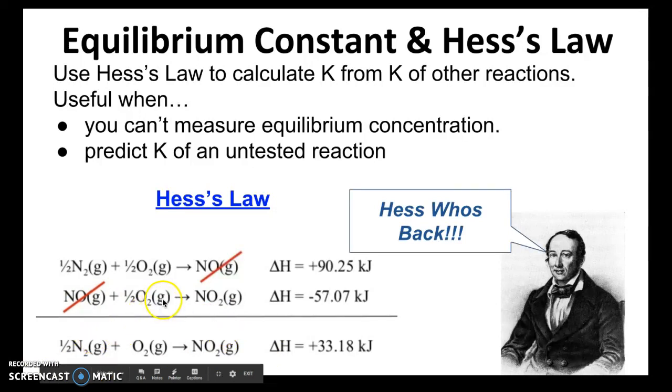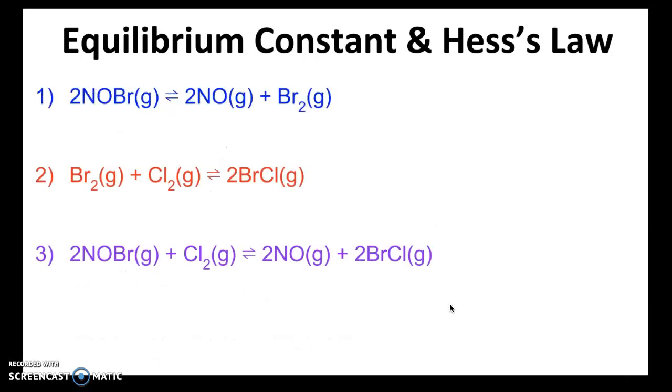Whatever you did to the reaction, you would do the same thing to the delta H's, or whatever the thermodynamic terms are. Then you would add those delta H's. So that's what we did for Hess's law. Something similar is happening here for K, but for K, it's not going to be so simple as just adding. It's going to be a little different.